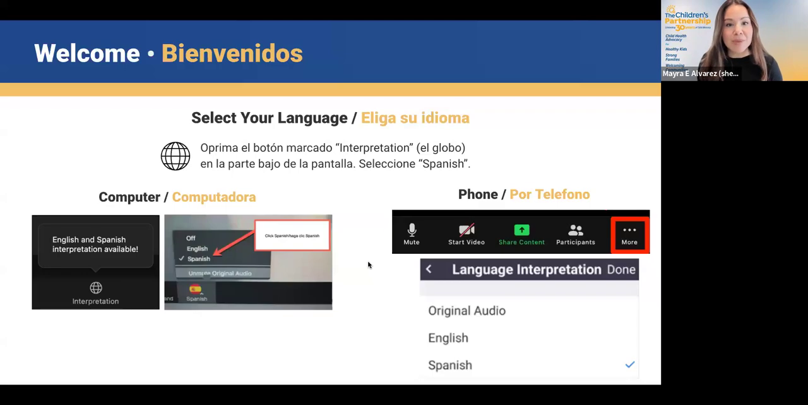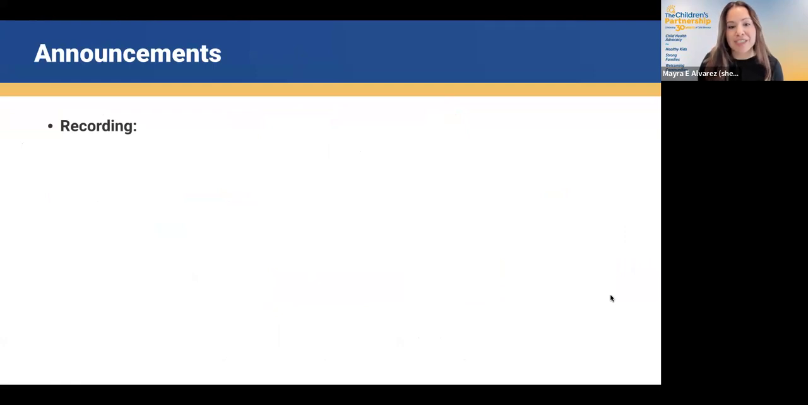My name is Mayra Alvarez, and I am the president of the Children's Partnership. For those of you that don't know us, we're a California advocacy organization focused on advancing child health equity. And we do that work through community engagement, research, and policy change. And we pride ourselves in our commitment to transformational relationships with partners in our shared work to improve child well-being.